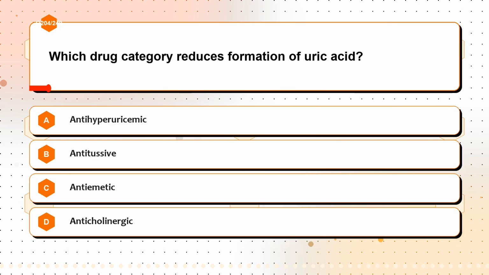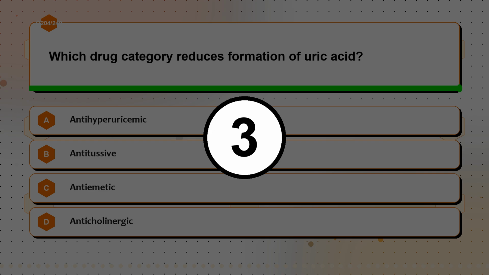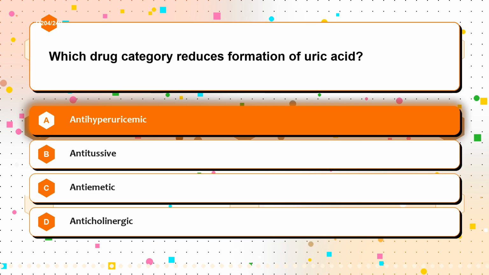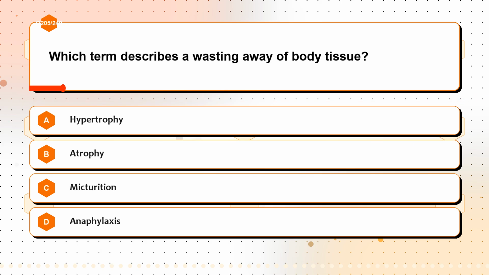Question 204. Which drug category reduces formation of uric acid? Here are the options. Option A, antihyperglycemic. Option B, antitussive. Option C, antiemetic. Option D, anticholinergic. The correct answer is option A, antihyperglycemic.